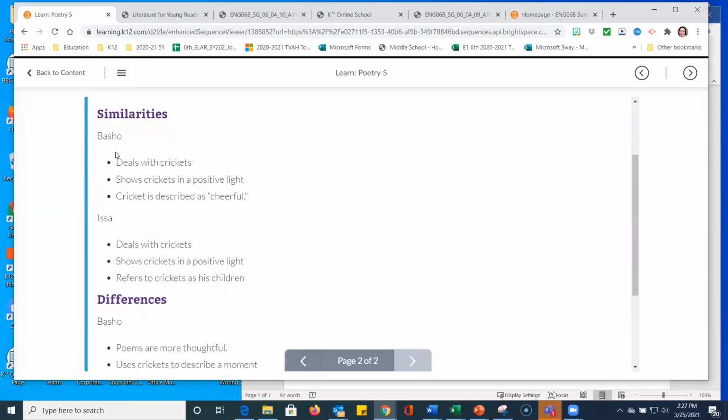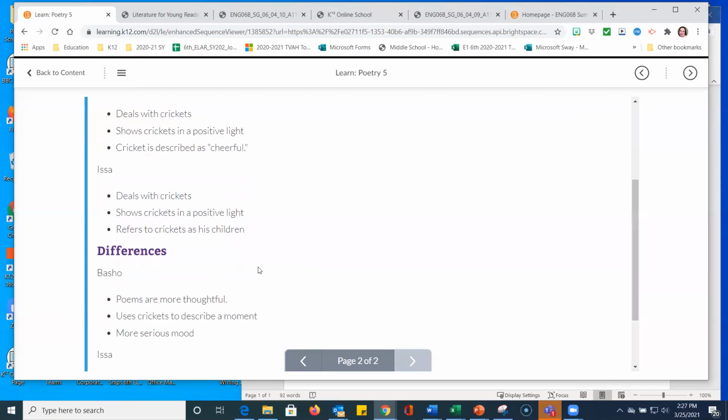All right, we've got Basho's and Issa's, and they both deal with crickets. They both show crickets in a positive light. In Basho's, the cricket is described as cheerful, and in Issa's, they're referred to as children. And children generally are cheerful, so that's kind of similar.